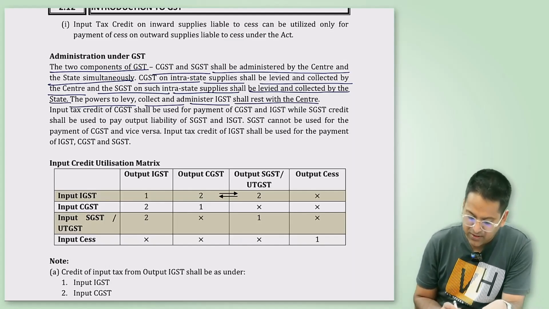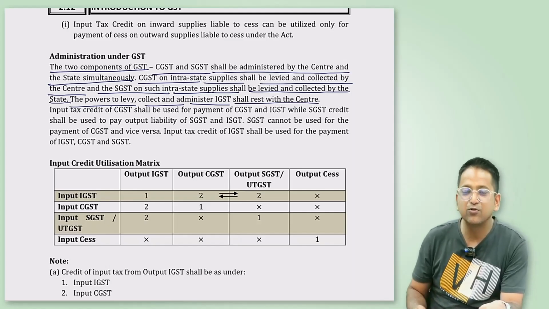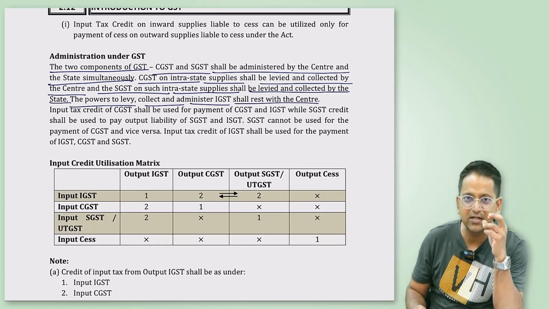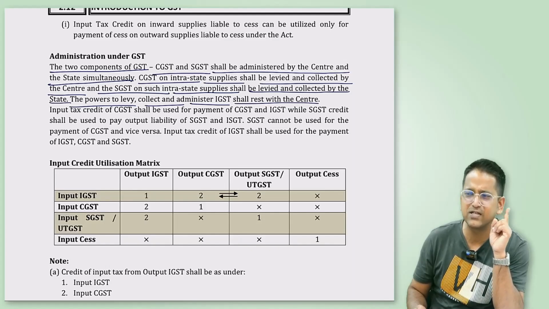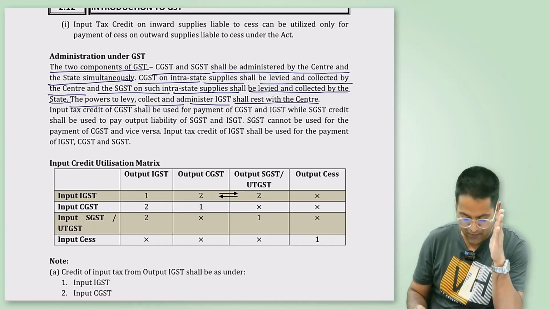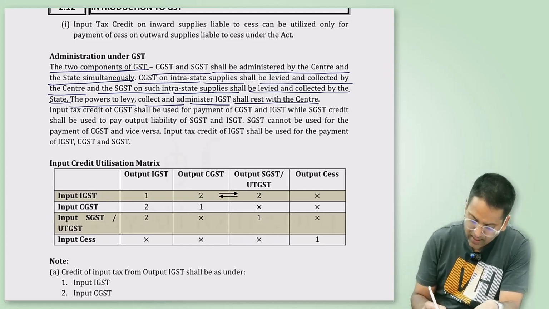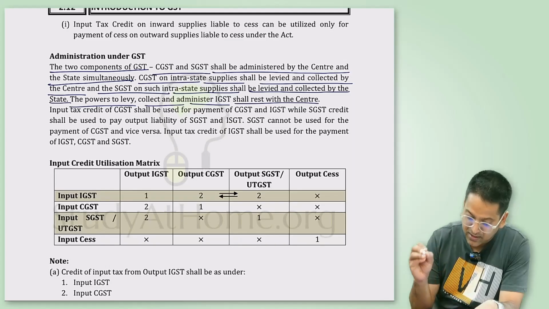Input tax credit of CGST shall be used for payment of CGST and IGST. The input tax credit, which is the CGST of purchases, will be deducted from where? We receive the credit of purchase related CGST. So from where will it be deducted? It will be deducted either from CGST or from IGST. That means the CGST credit will not be deducted from SGST.